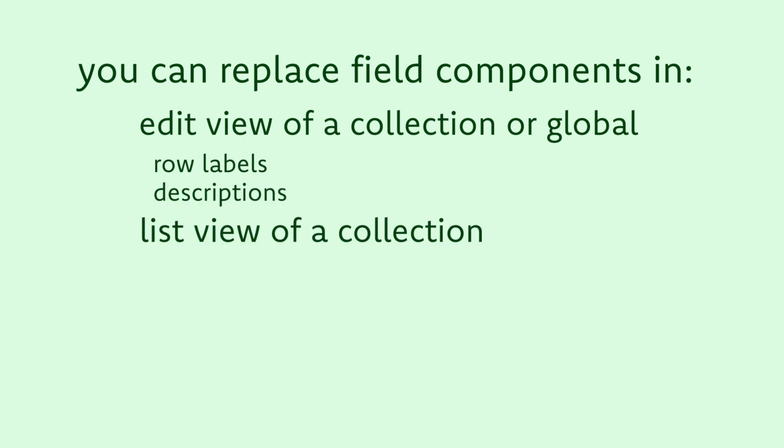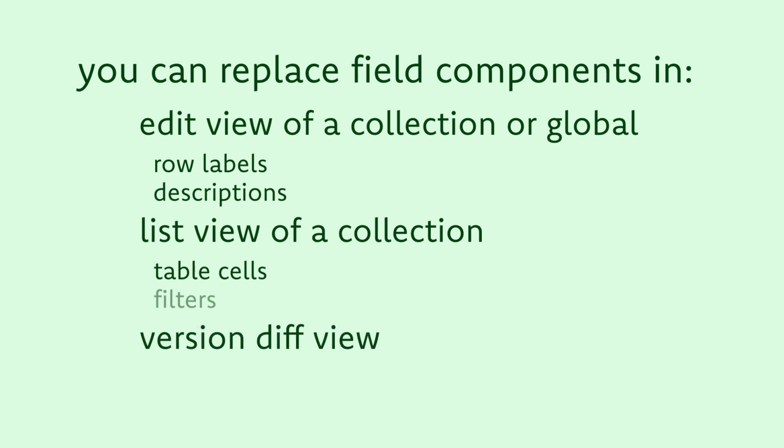The second is in the list view of collections. This allows you to change how a field is rendered in its cell of the list view table, or how the filter field renders and behaves. Since the filter component requires us to completely remake the look and functionality of the field, we won't cover that here. The last place is only included if you have versioning enabled, and that's the version diff view.